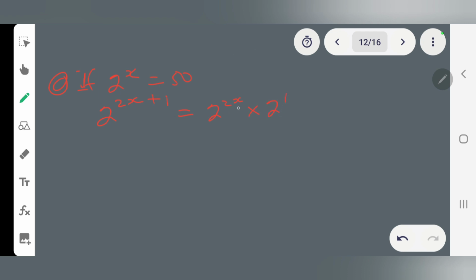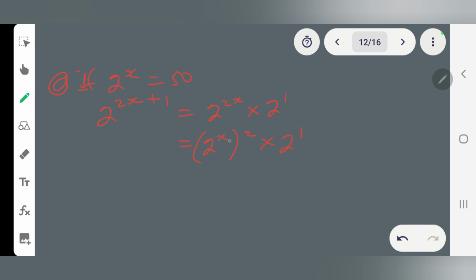But remember, according to the question, 2 raised to the power x will give us 50. But here we have 2 raised to the power 2x. So in this case, we need to manipulate this. 2 raised to the power 2x can also be written as 2 raised to the power x all raised to the power 2 multiplied by 2 raised to the power 1.